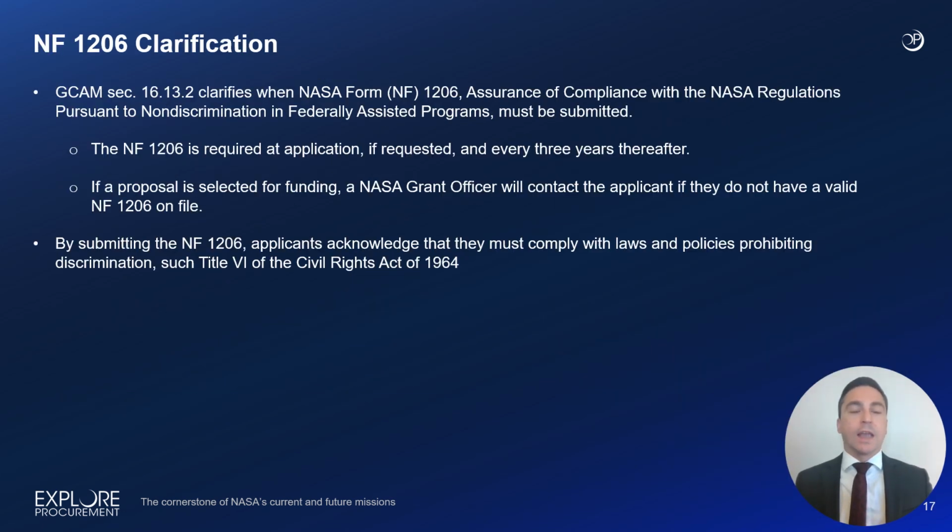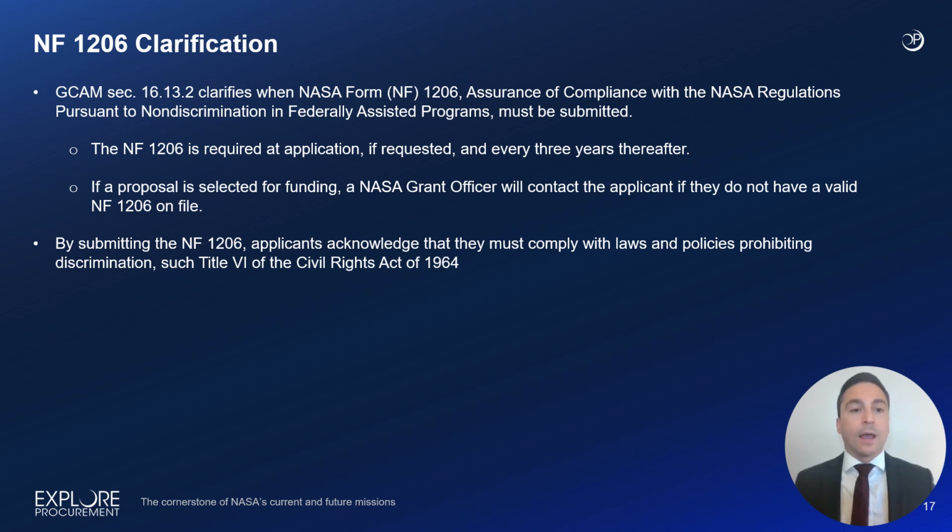Another revision to the GCAM's pre-award chapter is clarification about when the NASA Form 1206 must be submitted. The NF 1206 documents applicants' attestation that they will comply with various laws and policies prohibiting discrimination, such as Title VI of the Civil Rights Act. We've clarified that the NF 1206 is due at application if requested by a NASA grant officer, and then every 3 years thereafter. The 1206 does not have to be submitted with each application.